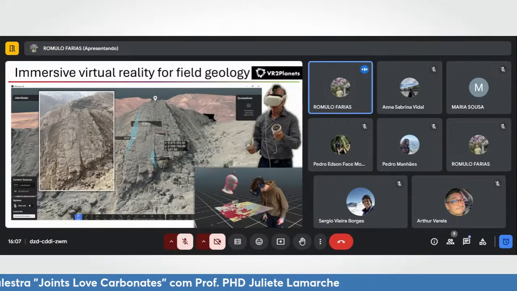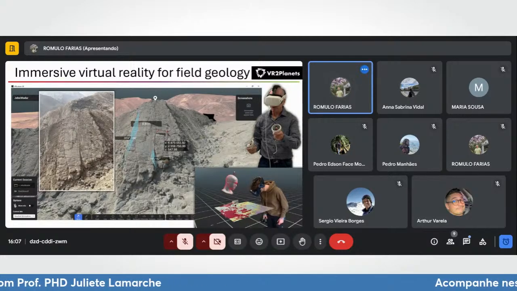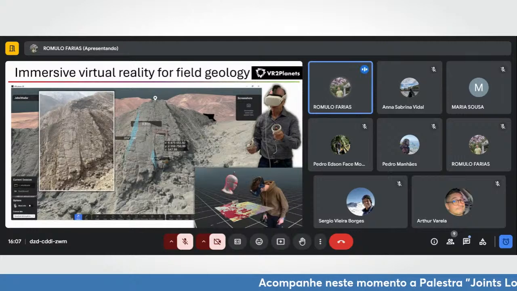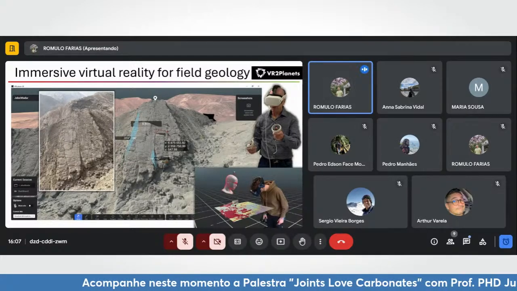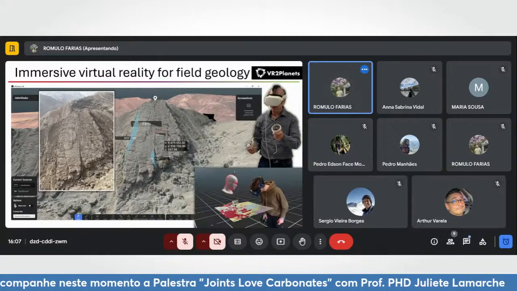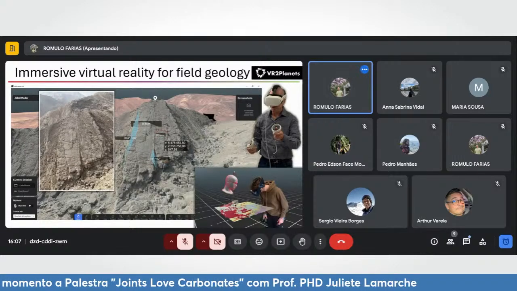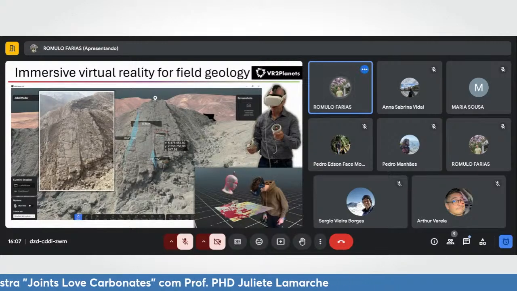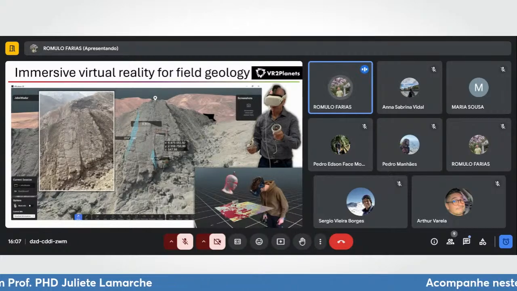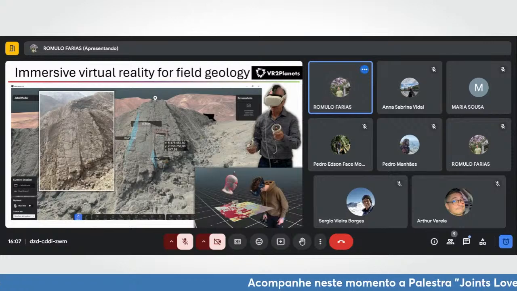It's just to see if I understood about a corridor. Can we consider a corridor just a specific area where the abundance or density of fractures is bigger than the surroundings, independent of scale? Yes, exactly. It's a kind of wall.